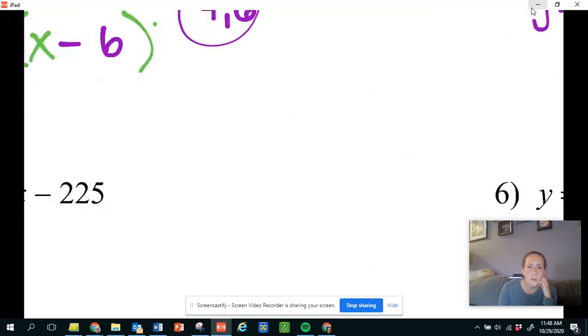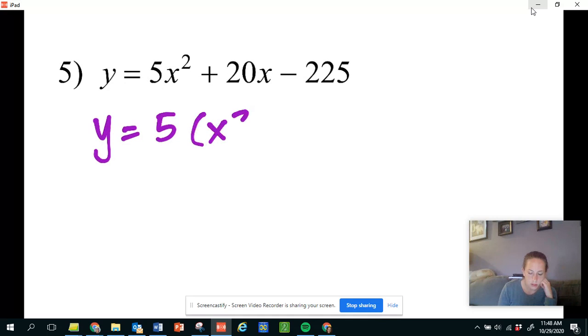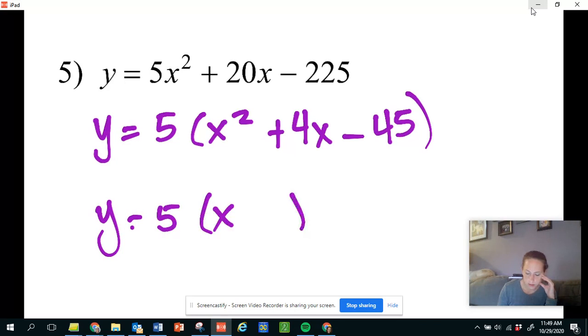All right. With this one, again, I want to pull out my greatest common factor, which will be 5. So I'm going to divide everything by 5, and I get x squared plus 4x minus 45. But I still have an x squared in there, so I still have to factor. So I'm going to need to find 2 numbers that multiply to -45 and add to -4.